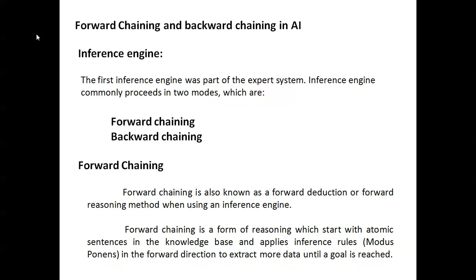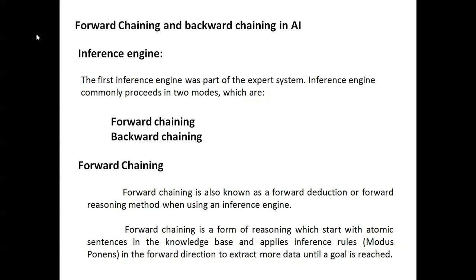Okay, Unit 3 Artificial Intelligence: Forward Chaining and Backward Chaining in Artificial Intelligence. The first inference engine was part of an expert system. There are commonly two methods of inference engine, which are forward and backward chaining.